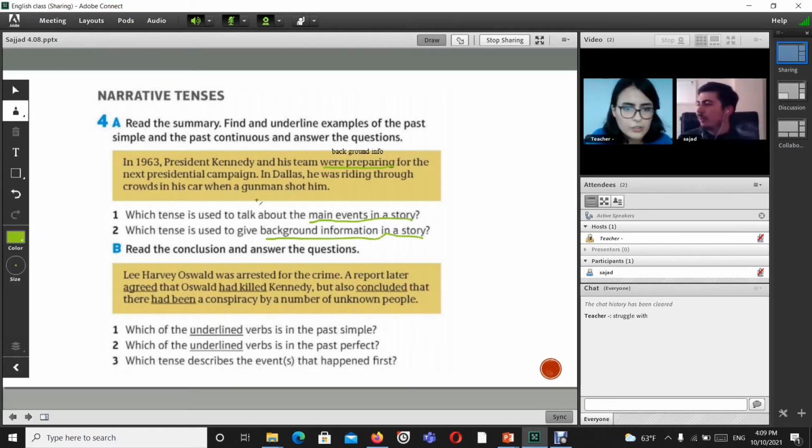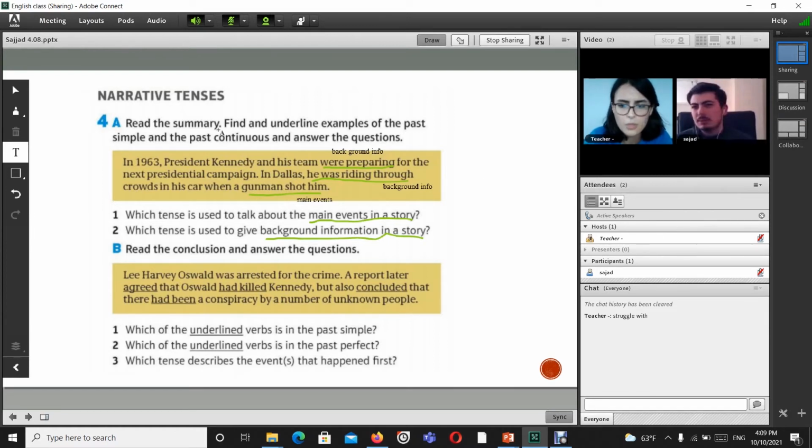And you think that the gunman shot him is the main event. What about he was riding through the crowd? What is that? It's information. What should I write? He was riding through the crowd. Yes, background information. This is another background info. Let me write it: background info.